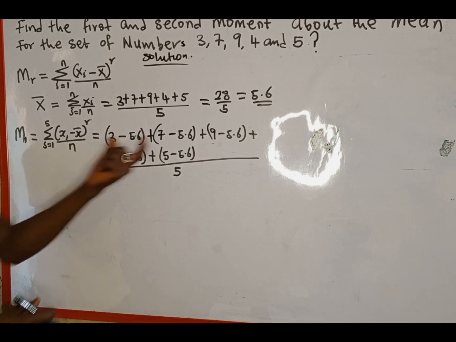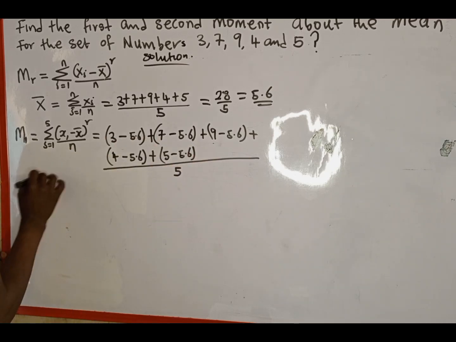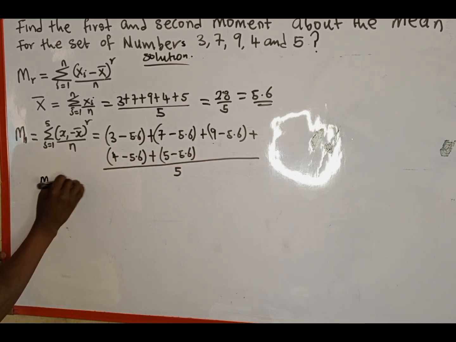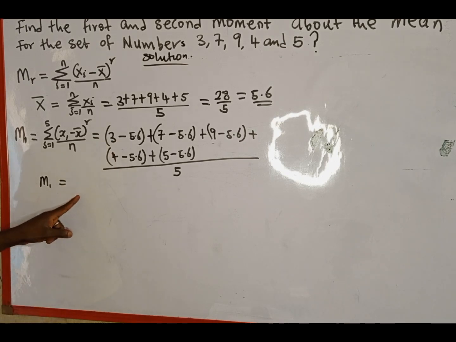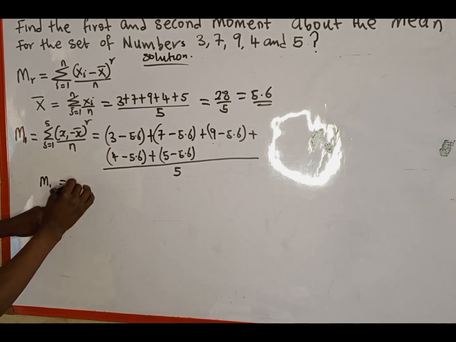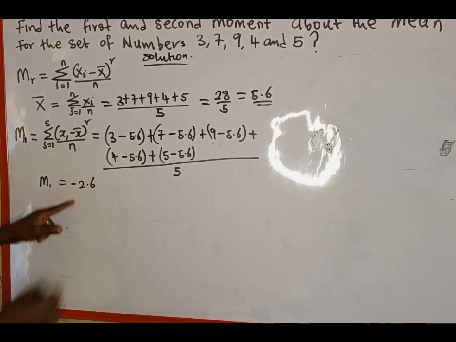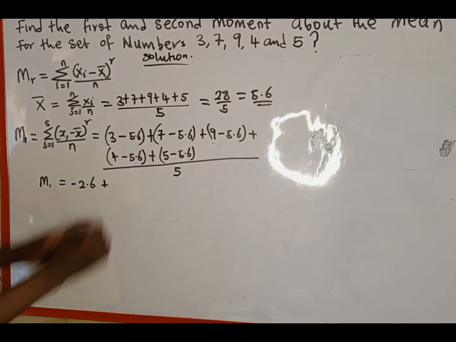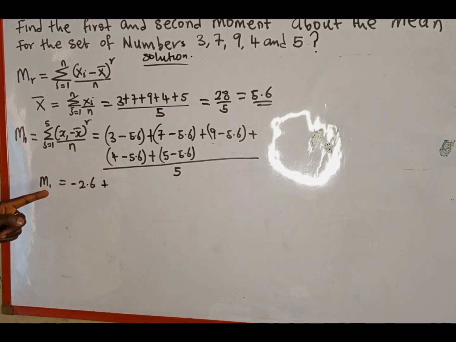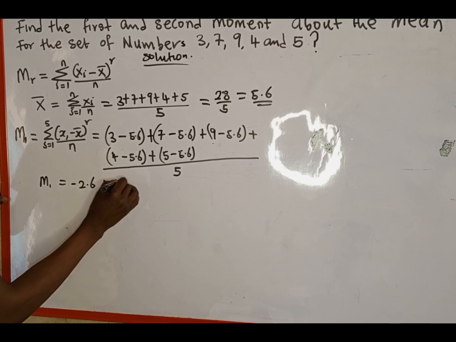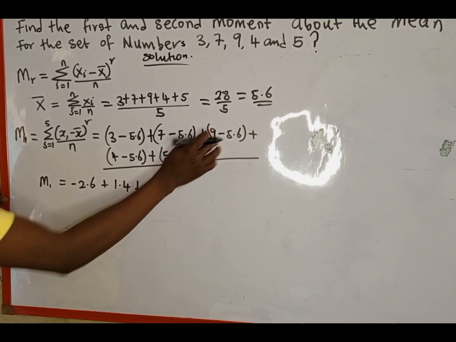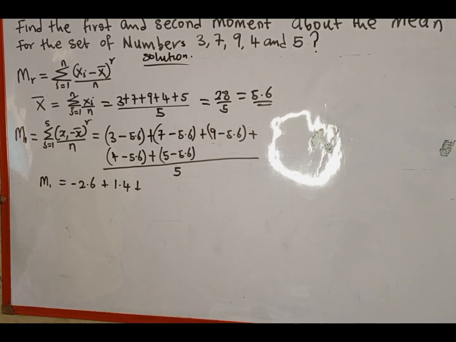Now what we are going to do is to simplify this. We are going to have what? m subscript 1 is equal to 3 minus 5.6, which is going to give us minus 2.6. Then plus 7 minus 5.6, which is going to give us 1.4. Then plus 9 minus 5.6, which is going to give us 3.4.